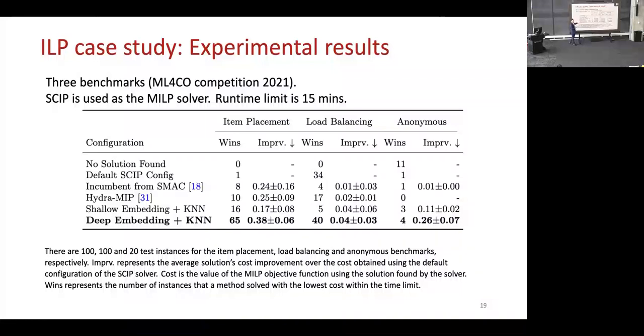Our approach, which uses the deep metric embedding plus the k nearest neighbor, wins in 65 of the cases here, 40 here, and 4 out of the 20 there. And also you can ask, when it wins, by how much? Is it a small win or a big win? In this case, for instance, it wins in 65% of the cases, and the average improvement in the cost function is 38%. So we're not just winning in more instances, we're also winning by a big margin. Any questions on that part or the previous part before I move on?